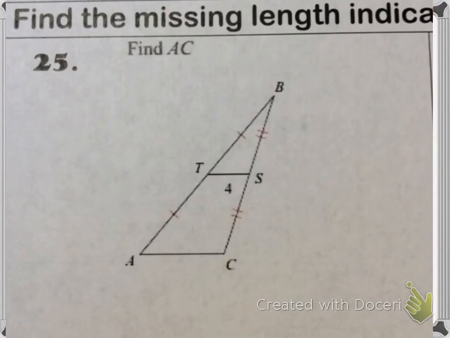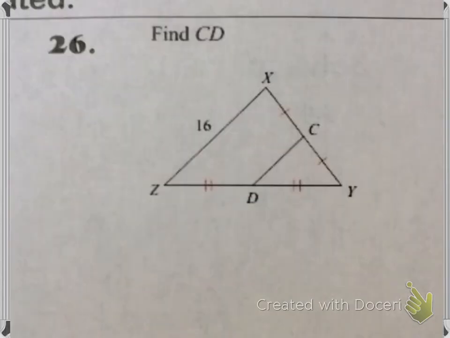25 says, find the length of AC. Now this is pretty easy because we have this rule that the mid segment is half as much as the end segment. So if this mid segment is 4, then the end segment is going to be 8, because I just need to double it. Same kind of idea here. It says to find CD. This time they gave me the end segment and I need to find the mid segment. The mid segment is always half of that end one. So if that end one is 16, then half of that would have to be 8.